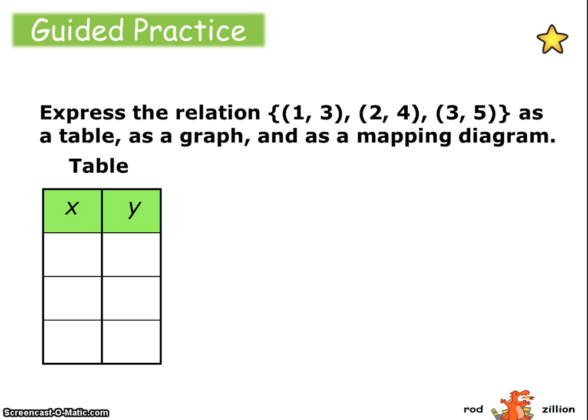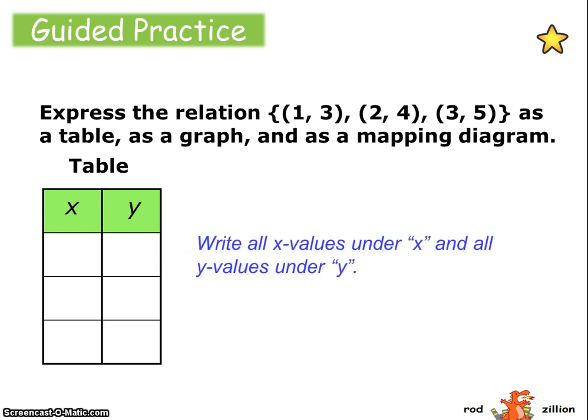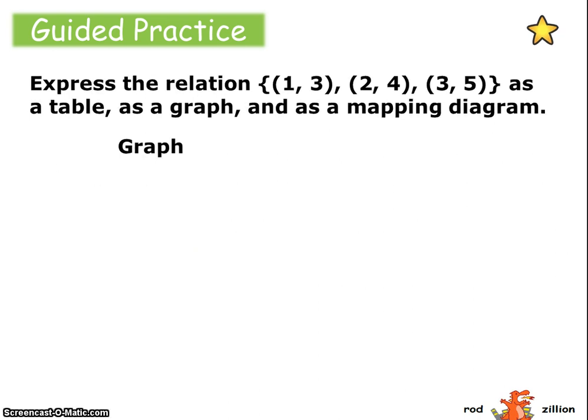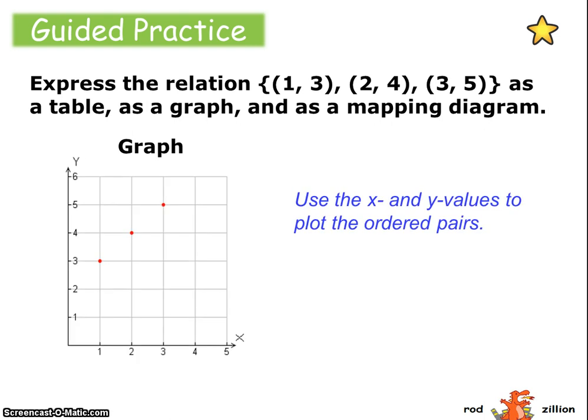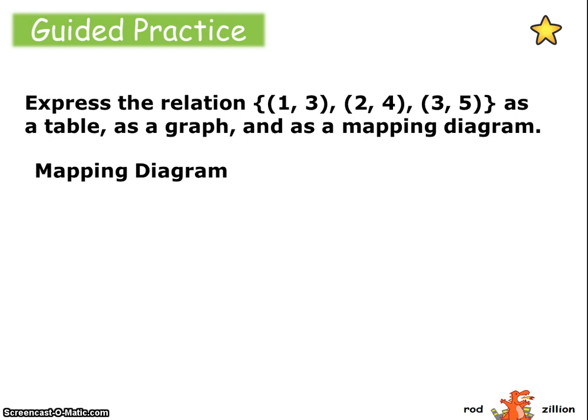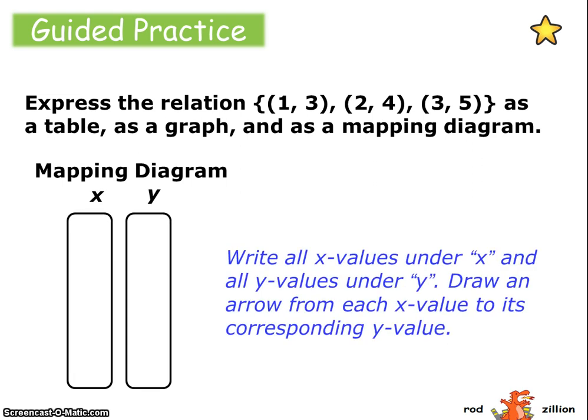Okay, welcome back. First, in the table form, we're simply going to put all the x values under x and y values under y. So there's this relation in a table. On a graph, we're going to plot the ordered pairs, the x and y values as ordered pairs. This happens to look like it's linear, which means it's making a line. And as a mapping diagram, it's going to look something like this. For every x value, we're going to use arrows to point to their y values. Okay, how'd you do?